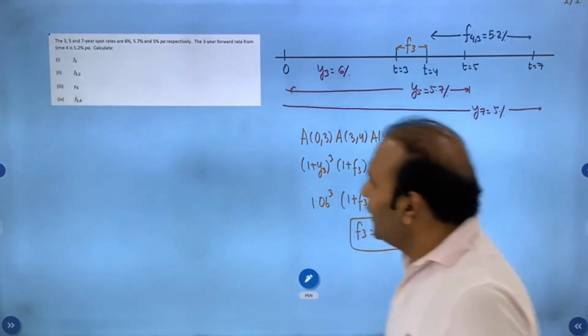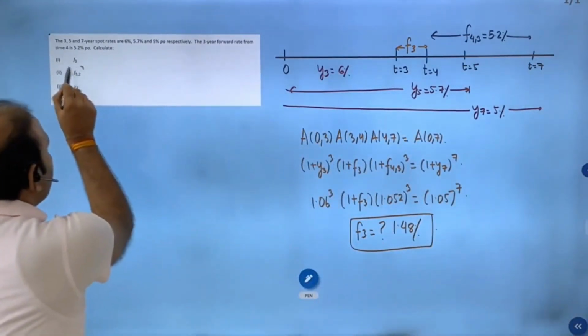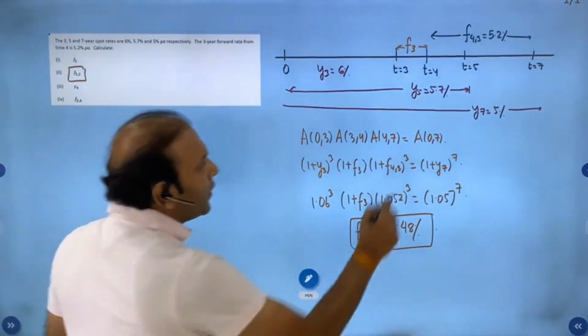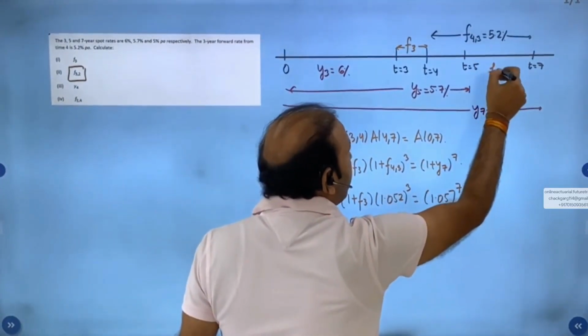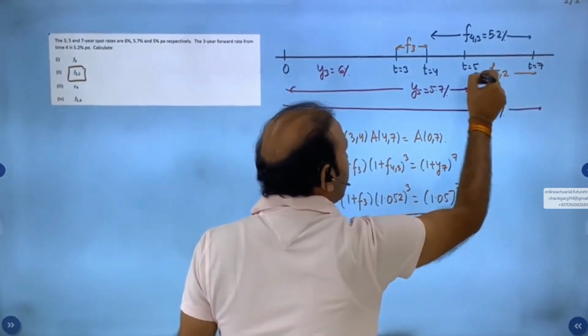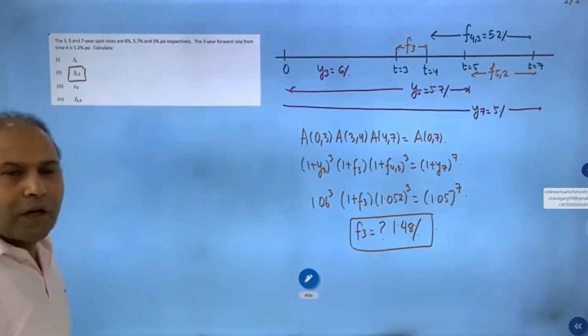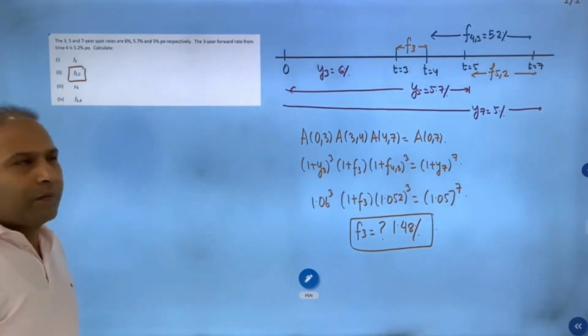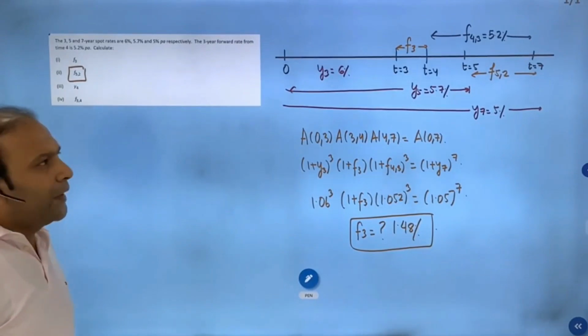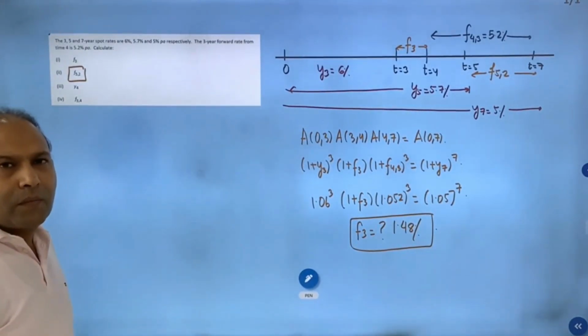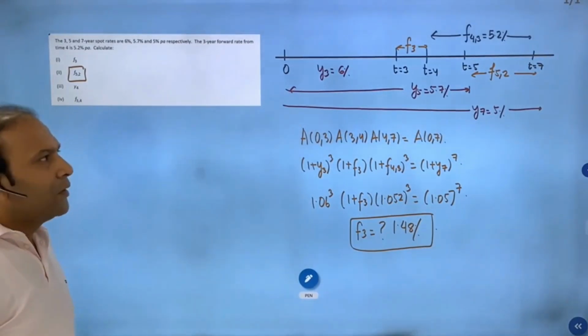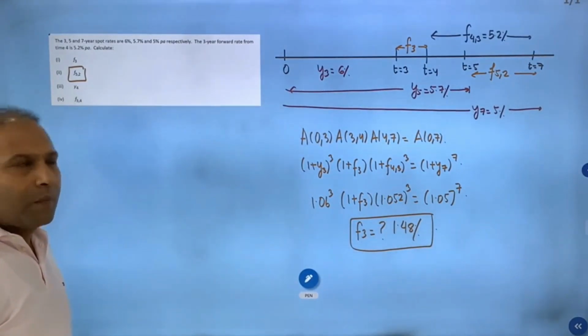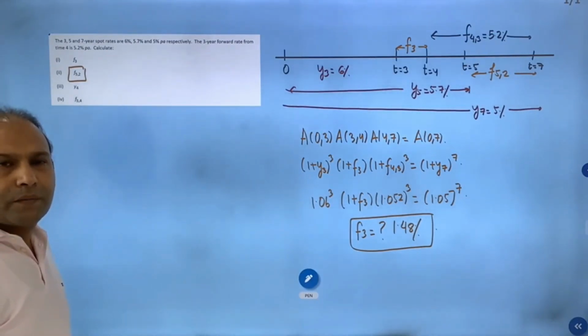Fine. Similarly, class, next part says f5 comma 2. So class, look at the number line, this is my f5 comma 2, right? Class, pause the video and try to find how to find this f5 comma 2, 0 to 5, 5 to 7 and 0 to 7. You have to use again, class, the principle of consistency. Pause and try to find yourself first.